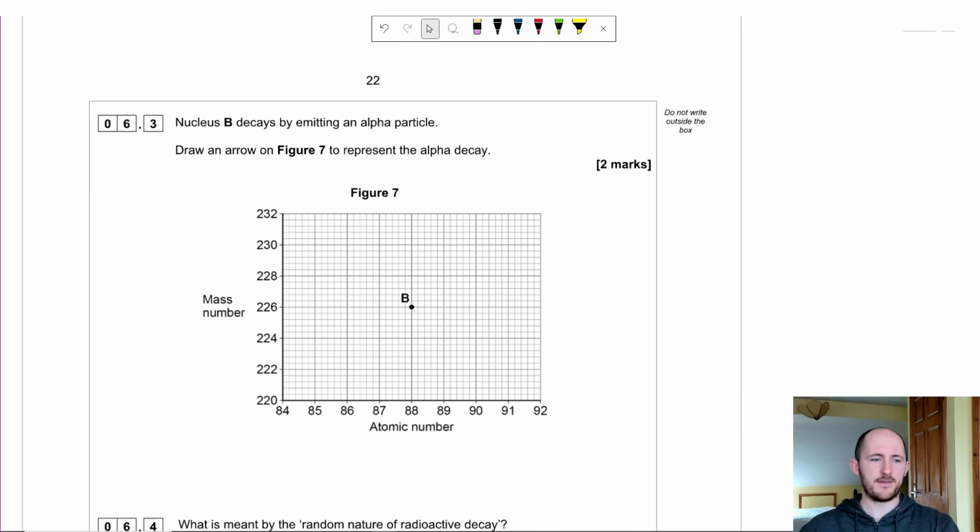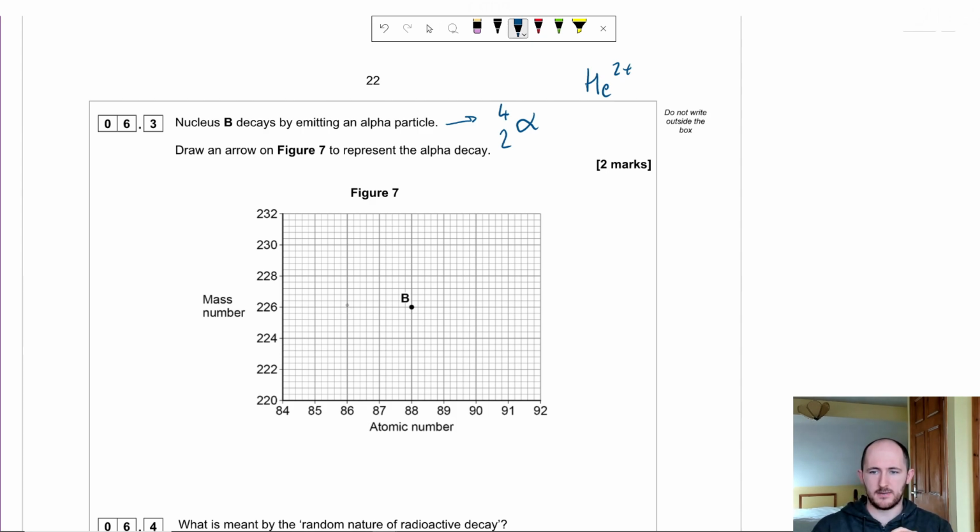Ooh, decay, my favourite. I love decay. Nucleus B decays by emitting an alpha particle. Draw an arrow on figure 7 to represent the alpha decay. Now the way I do this is I look at the difference. So an alpha particle, for those of you that don't know, has a mass number of 4 and atomic number of 2, because all it is is a helium nucleus. So when you remove an alpha particle, your atomic number will go down by 2 and your mass number will go down by 4. So here we're going to go 2 to the left because we're reducing the atomic number by 2. Then we're going to go down 4.